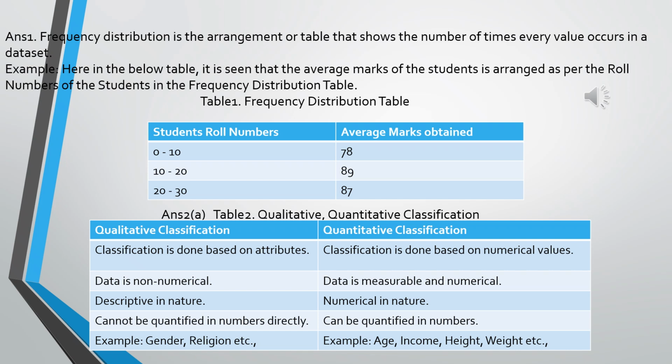The fourth difference is that qualitative classification cannot be quantified in numbers directly, while quantitative classification can be quantified as the data are measurable and counted. Now the examples for qualitative classification are gender, religion, etc. And for quantitative classification, anything which we can count, such as age, income, height, weight, are the quantitative classifications of data.